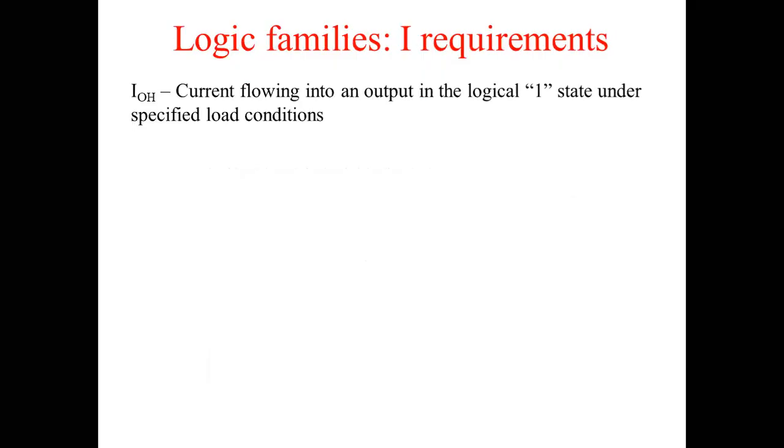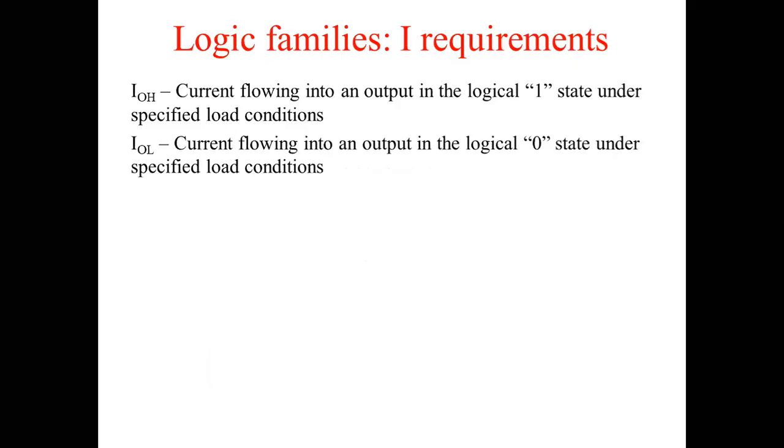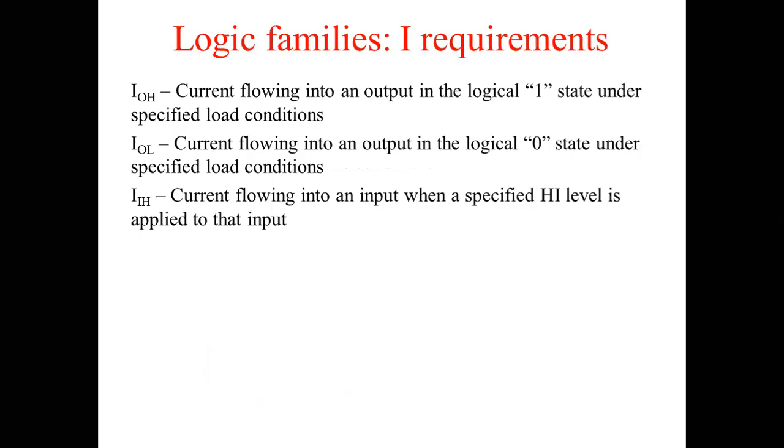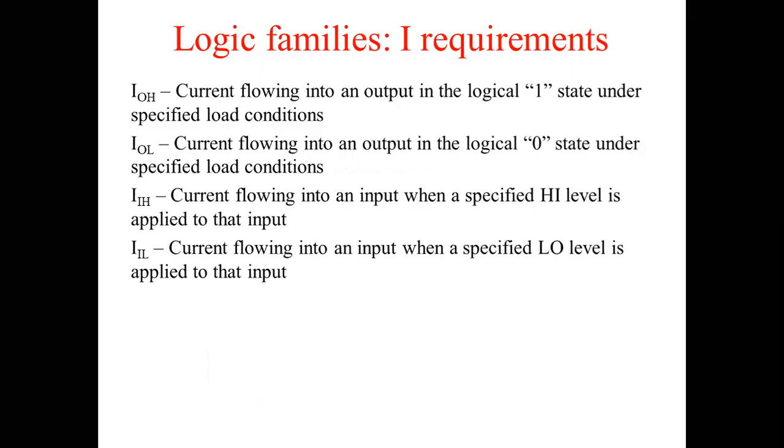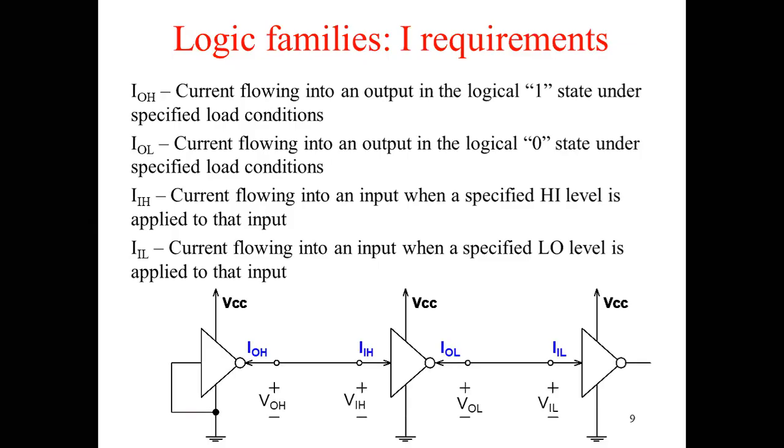Now the current requirements in the logic family. We have IOH, the current flowing into an output in the logic 1 state under specified load conditions. IOL is the current flowing into an output in the logic 0 state under specified load conditions. IIH is the current flowing into an input when a specified high level is applied to the input. And IIL is the current flowing into an input when a specified low level is applied to the input of the logic gate.